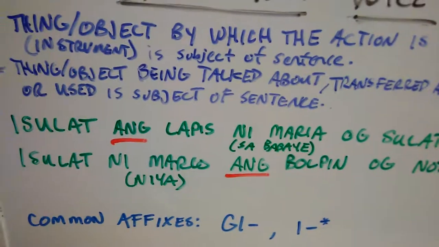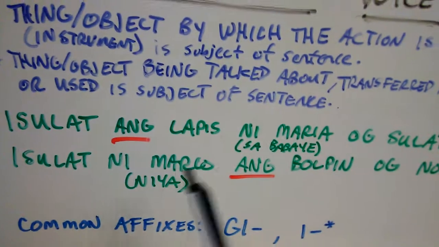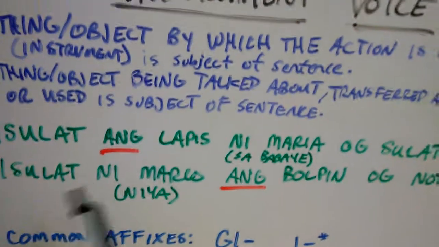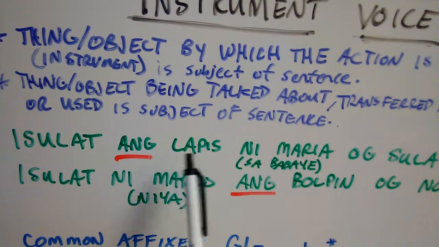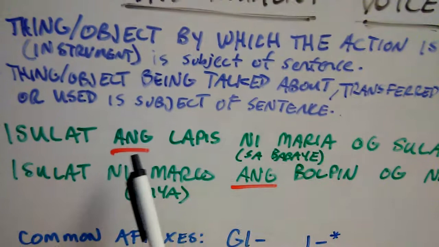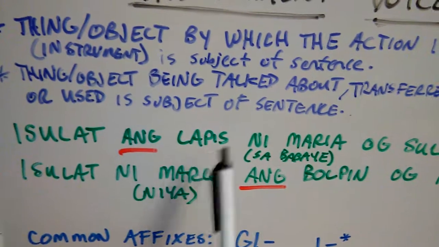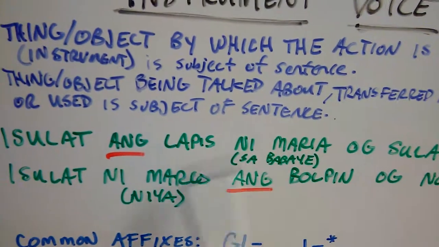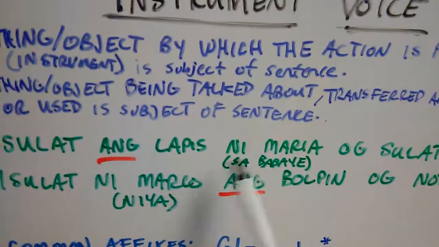So the first one I wrote is, isulat ang lapis ni Maria og sulat, right? So isulat ang lapis. And notice how lapis is marked with the absolutive case, right? In this particle. So ang is telling us that this is our instrument, the lapis, right? And if you forgot what lapis was, it means pencil.